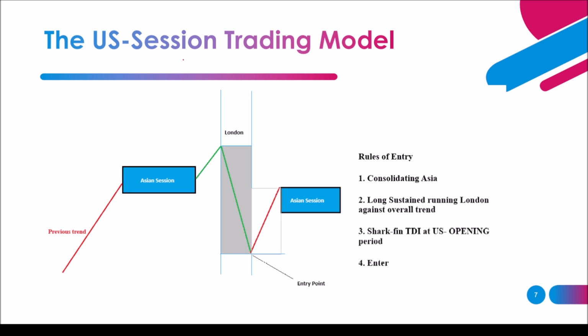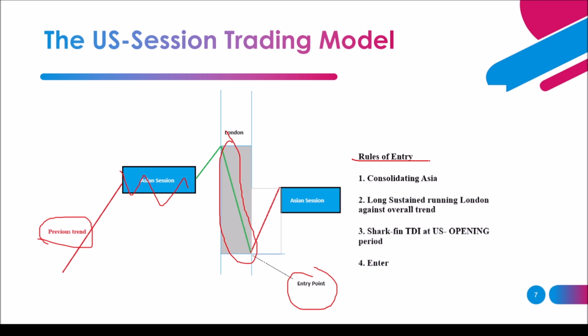The US session trading model. In this particular case, we now incorporate everything that we've talked about. We can see there is the previous trend, or the trend to the upside. After that, we need to see the Asian session being a consolidating session, and then we need to see the London session being a long sustained run against the previous trend. Then our entry will be at the end of the London session, right?